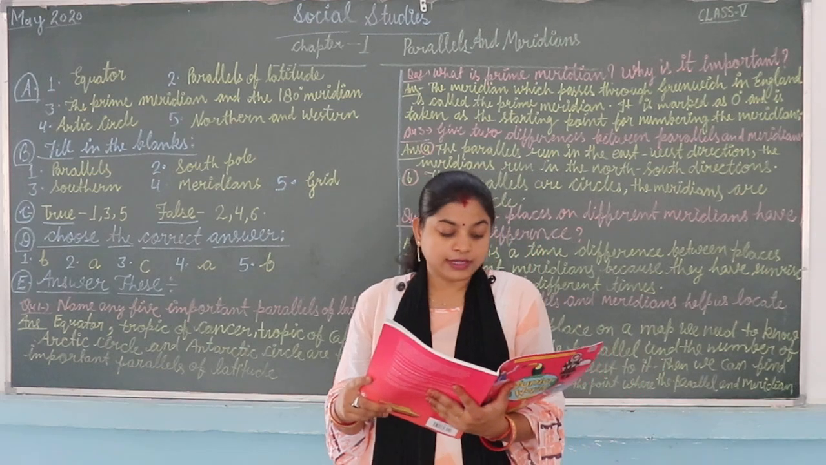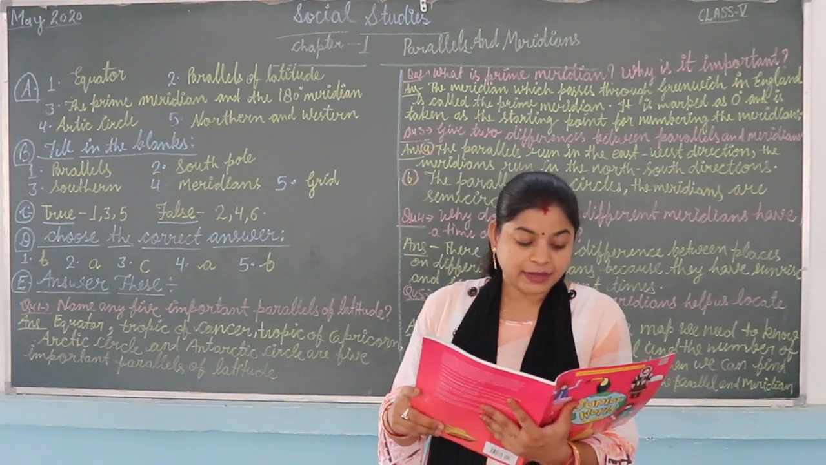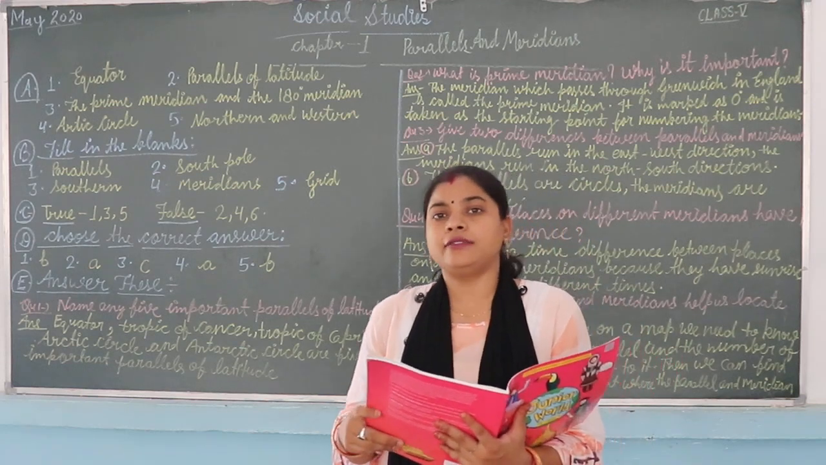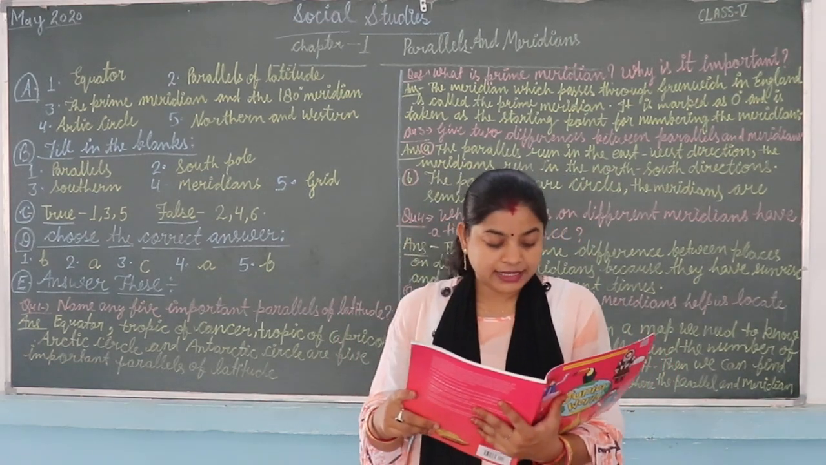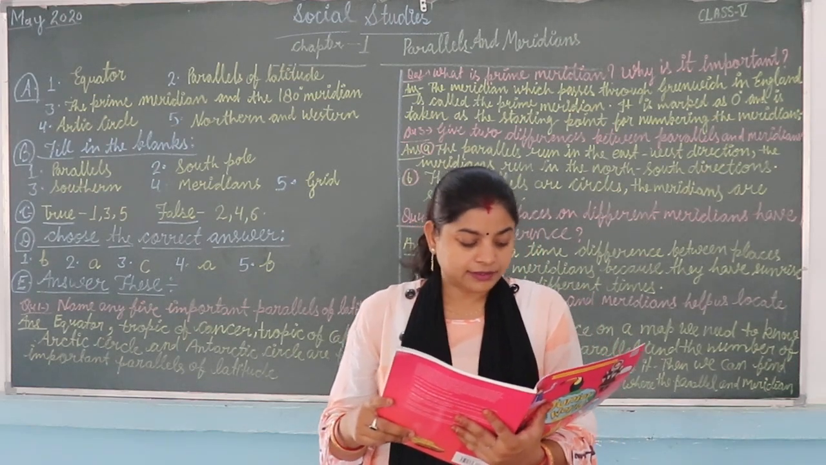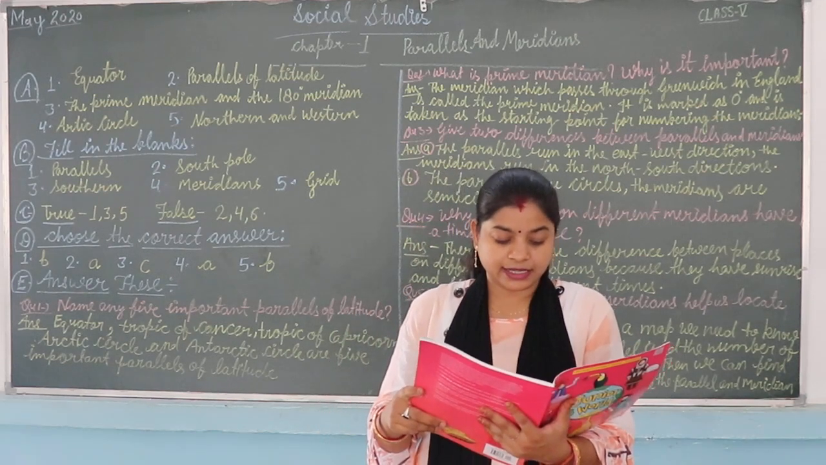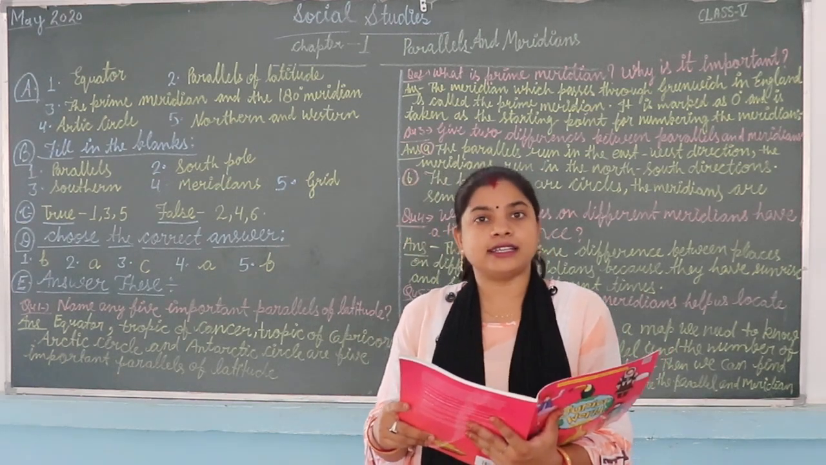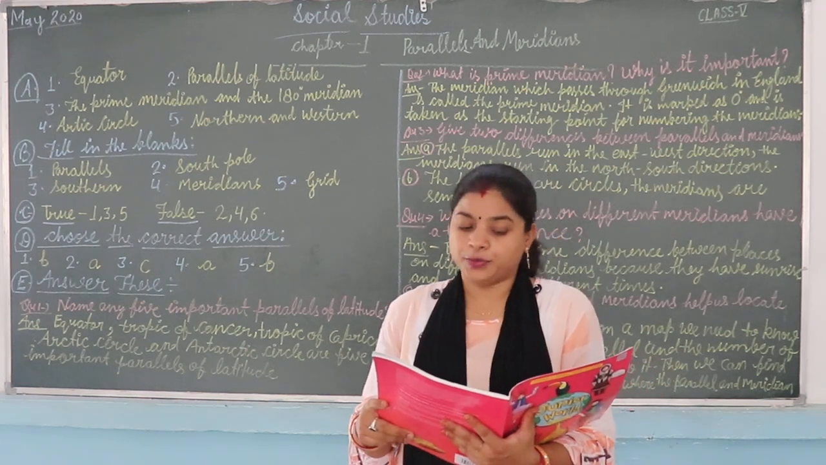Now, look at the next heading, meridians of longitude. Now, I'll tell you what are meridians of longitude. A meridian of longitude, or meridian, is the curve of an imaginary semicircle that joins the two poles.